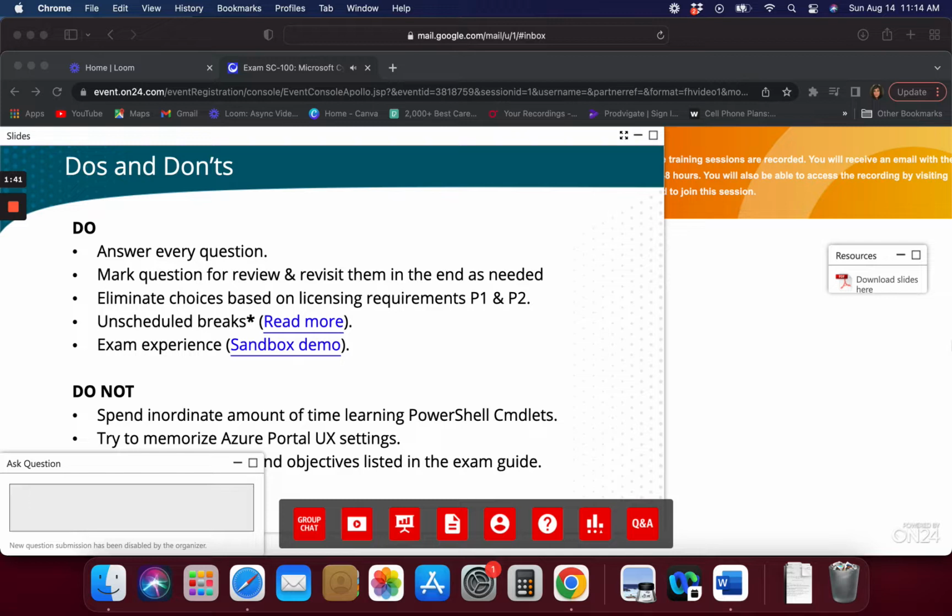Now, on what not to do. First of all, this is a mistake I made myself in the past, and a lot of my students made as well. They spent an inordinate amount of time learning PowerShell commands. Just to be clear, this exam is not too technical, so you don't need to learn how to deploy and install things. I'm not saying that you shouldn't learn them, but this exam is not about PowerShell. This exam is not about scripting or automating. It is not a DevOps exam at all.